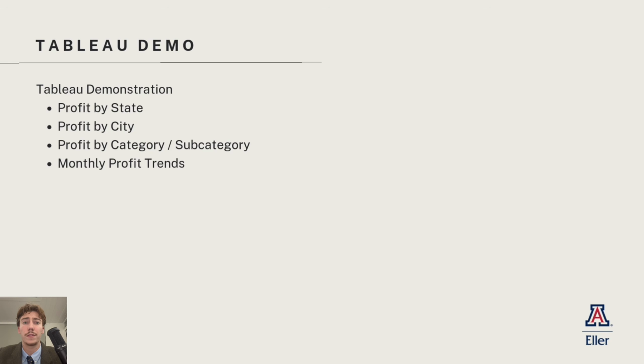Next, we'll briefly show our Tableau dashboard and the key visual patterns. This includes profit by state, profit by city, profit by category and subcategory, and monthly profit trends. Anna, take it away from here.